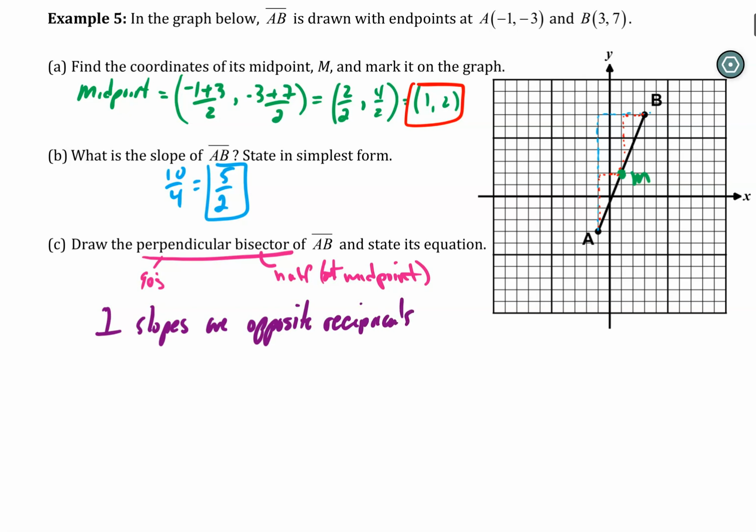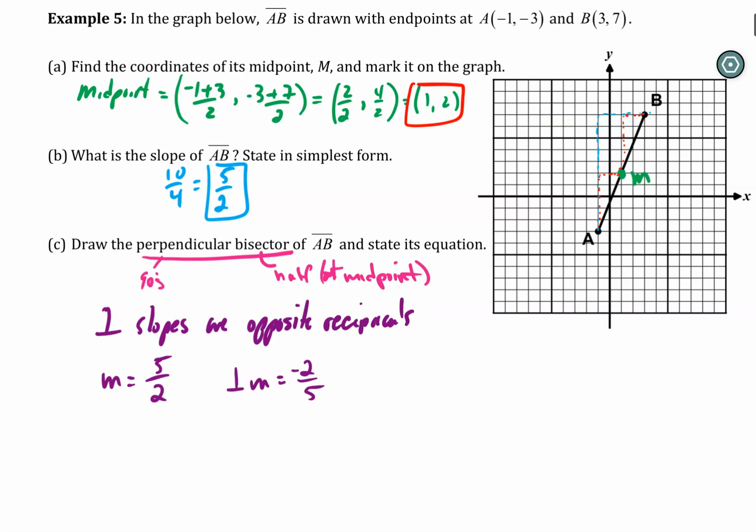Therefore, whatever your slope is, so in this example, we've got 5 over 2. So if the slope of something is 5 over 2, in this case AB, the perpendicular slope is going to equal, I'm going to take that fraction, flip it upside down, like so, and whatever it is, I'm going to do the opposite sign. So this is a positive slope, this is going to become a negative slope, okay?